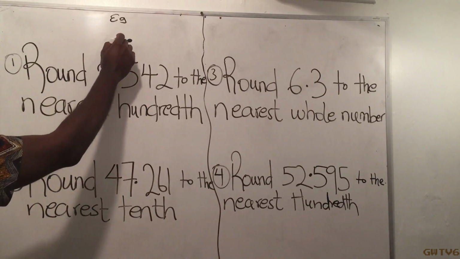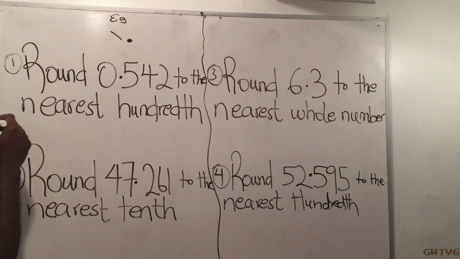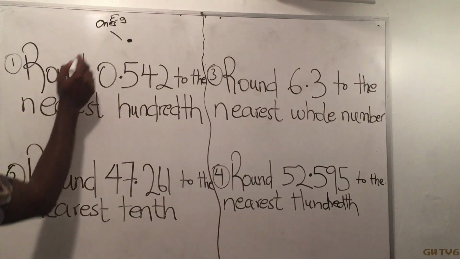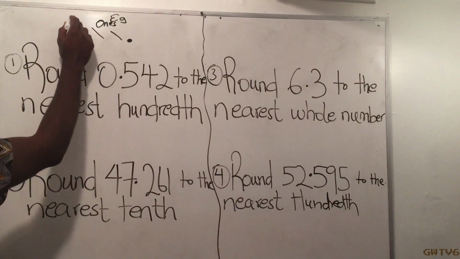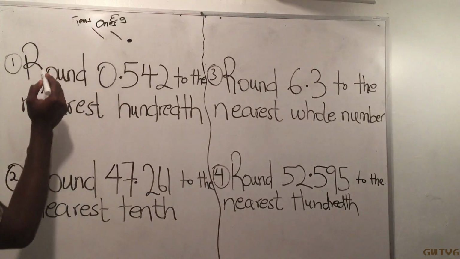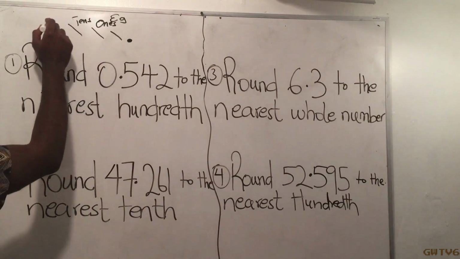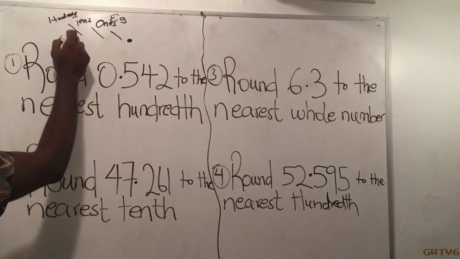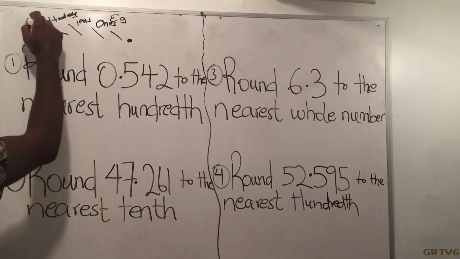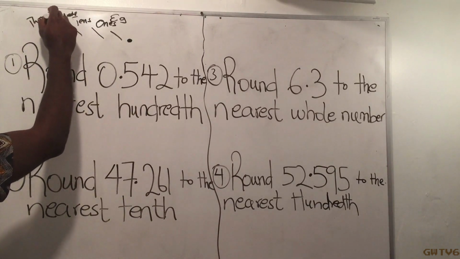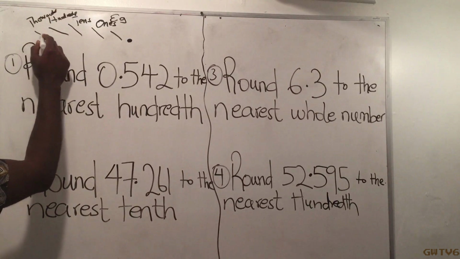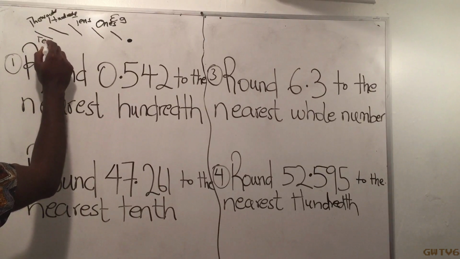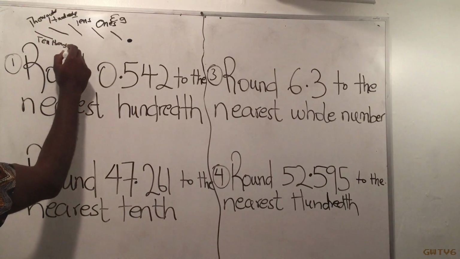The number that you have right here is your ones. The next one is your tens without a th. The next one is your hundreds without a th. The next one is your thousands without a th. The next one right here is your what? Your 10,000s without a th.